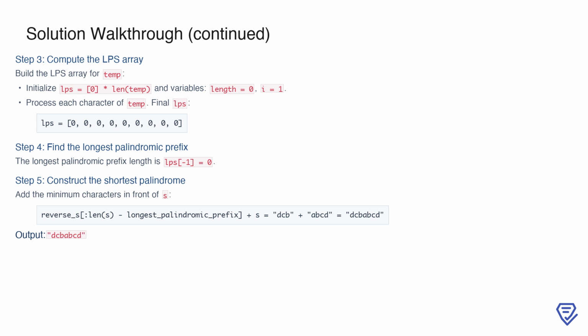With this information, we construct the shortest palindrome by adding the reversed portion of the string, excluding the prefix part. Specifically, we take reverse_s[:len(s) - longest_palindromic_prefix], which is DCB, and prepend it to the original string, ABCD. The result is DCBABCD, which is the shortest palindrome.